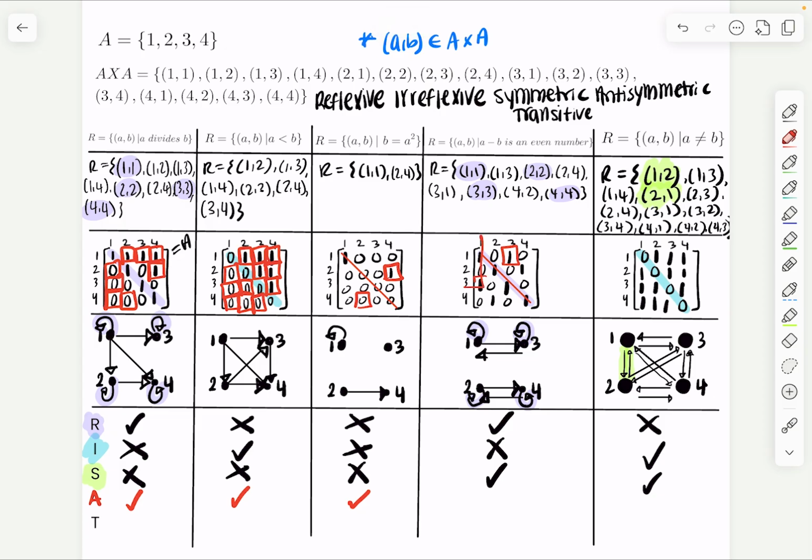Again, outside of the main diagonal, if there's a 1 at 1, 3, then the opposite is 3, 1. Is there a 0 at this corner? There isn't. There's a 1. This should be a 0. So because we found a case where it's not 0, it's not antisymmetric.